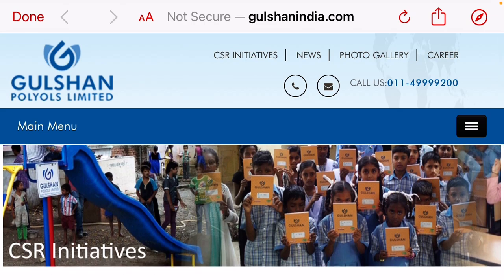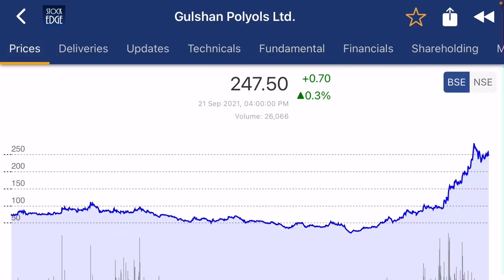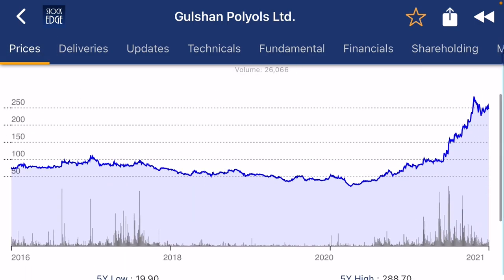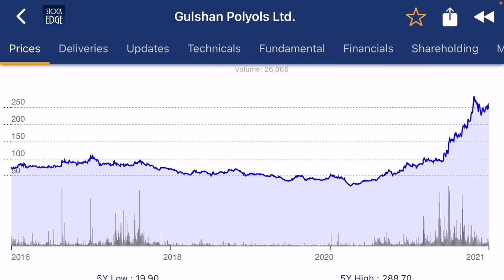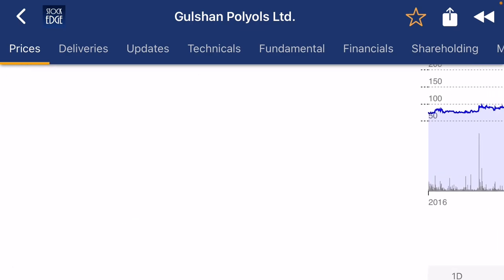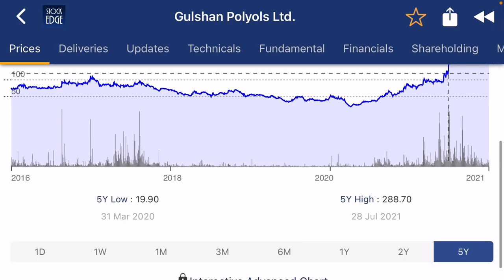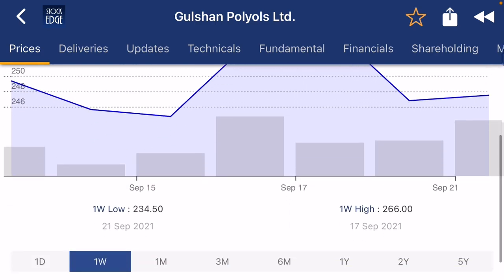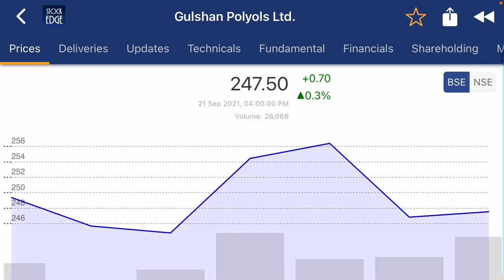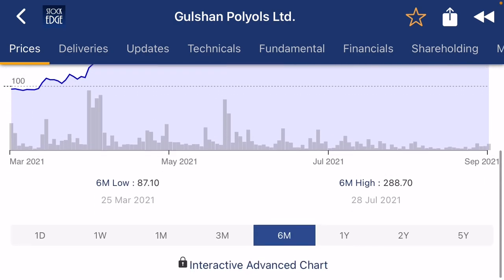Let's see more financial data of the company. This is the long-term chart of the company right now. You can see how the company moved upward, then after going to a very high peak, it is doing some consolidation. This is the five-year chart, and then you can see how the company moved in the last 1 week and the last 6 months. This is the way you can see the company's information here.